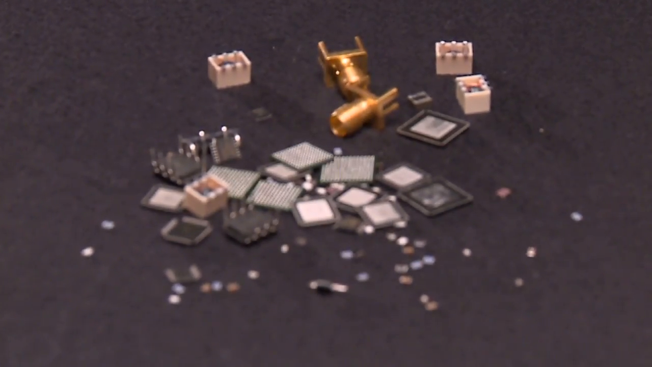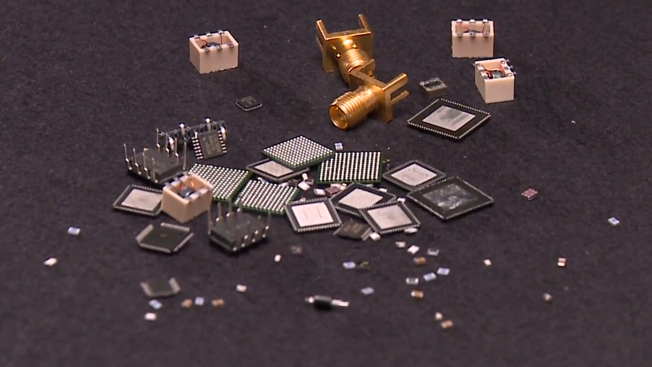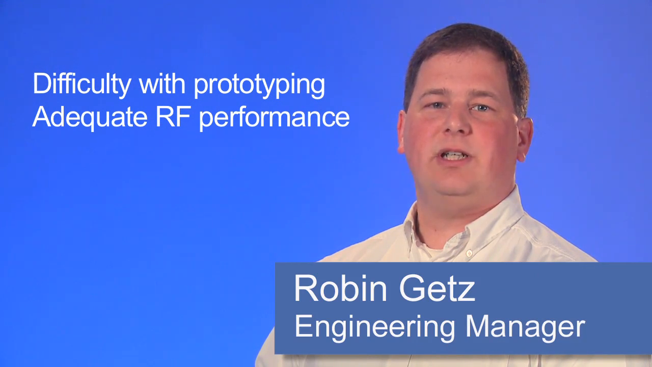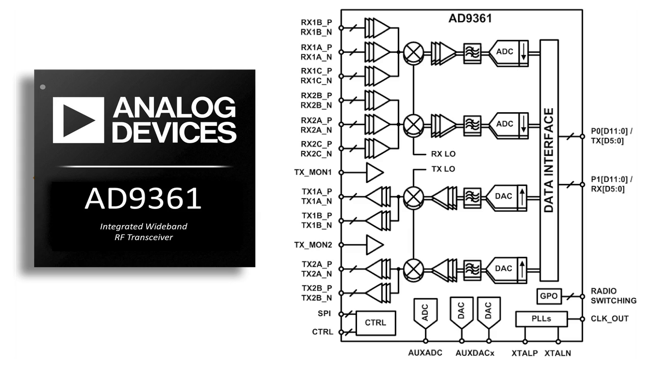Does your RF solution look like this? A large collection of discrete components that are difficult to use and prototype with? Or are you struggling getting adequate RF performance from a more integrated solution? Analog Devices is introducing the 9361, a flexible radio on a chip which can provide a complete solution for your wideband, cognitive radio, or MIMO radio solution.